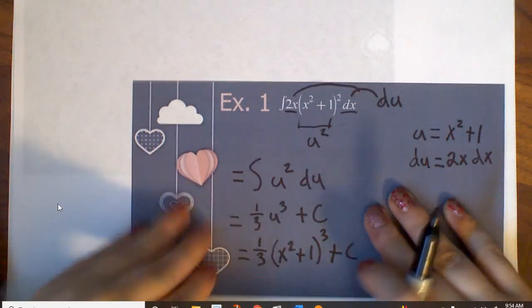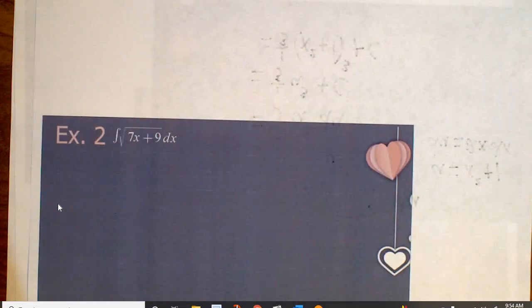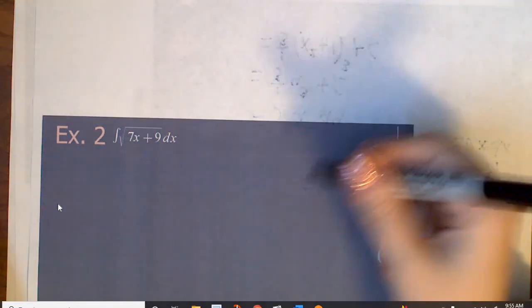Alright, so let's look at another example. So this time I have the integral of the square root of 7x plus 9 dx. Again, we know how to take the integral of something that's just a square root. However, the problem now is that I have 7x plus 9 on the inside. So we would have to figure out some way to reduce that, which we can't, which is why we're going to have to use u substitution.